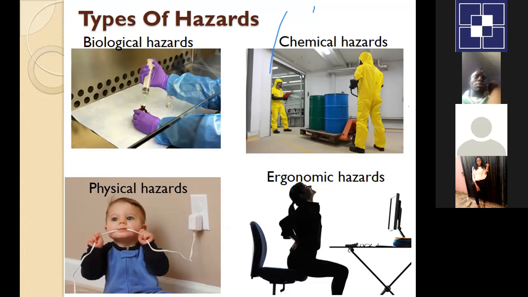Is it true? Yes. So inhaling it. And the problem with inhaling it is that the effect is not immediate. In my undergraduate research, I did a research on gossypol.